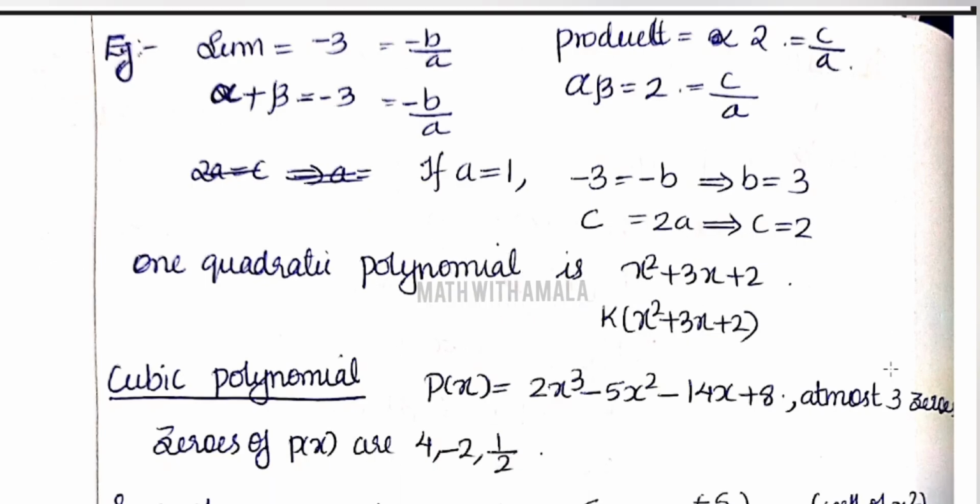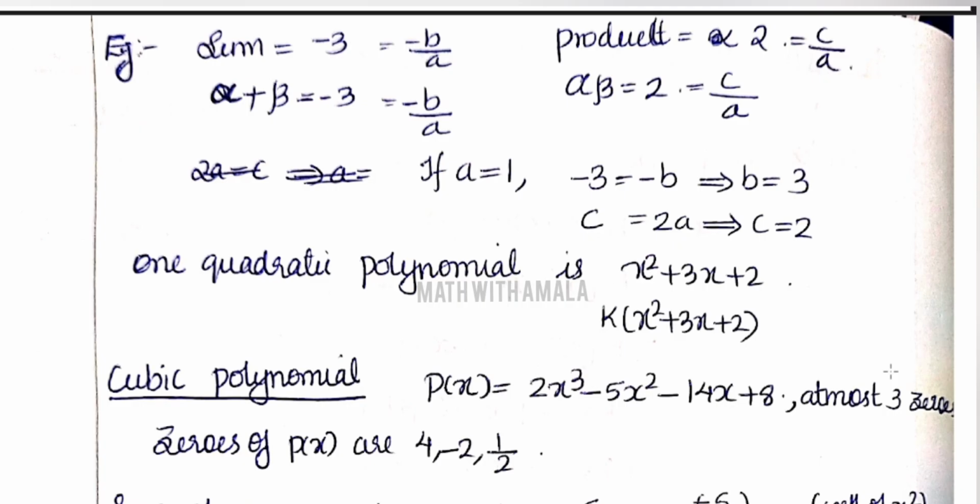Now let's move to the next example where sum is equal to minus 3, that is minus b by a, and product is 2, that is c by a. Now the sum and product are given and you have to find the quadratic polynomial. Alpha plus beta is minus 3 and alpha beta is 2. Let us suppose a equal to 1. Just for an instance we are giving a equal to 1, then minus 3 is equal to minus b, since a equal to 1, which implies b equal to 3.